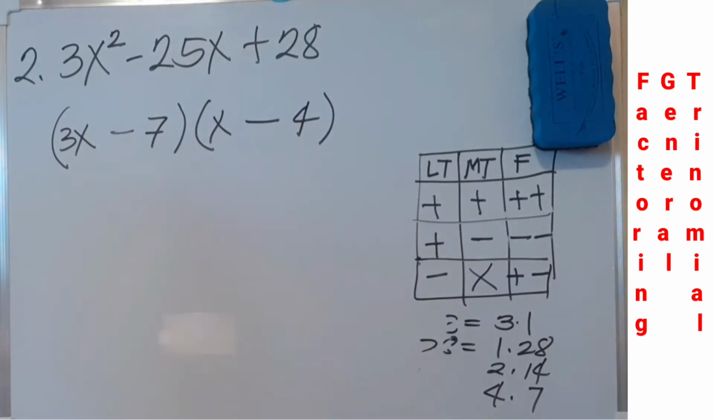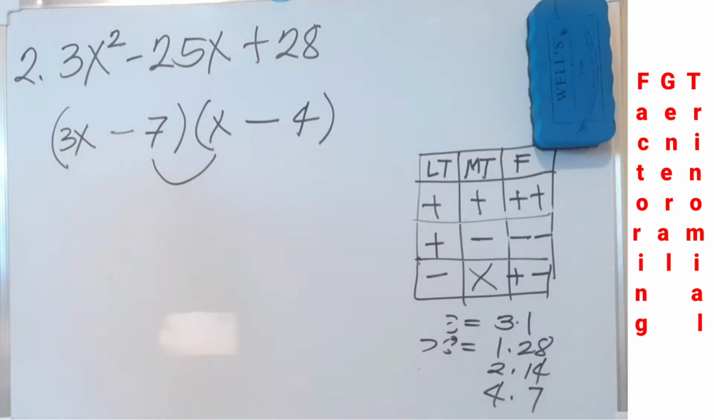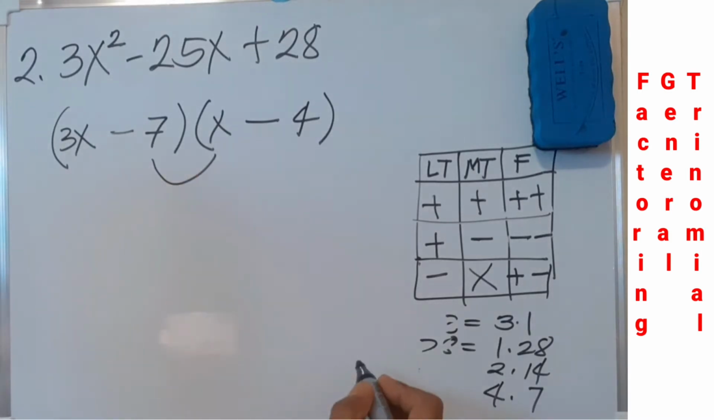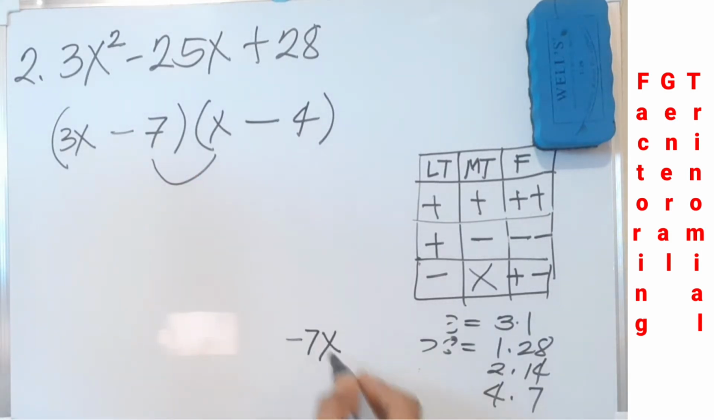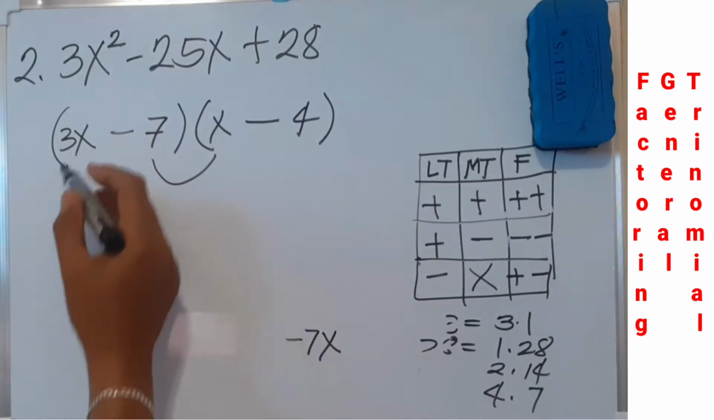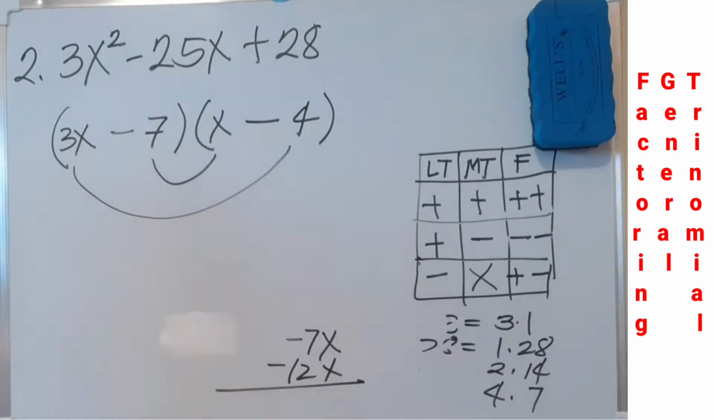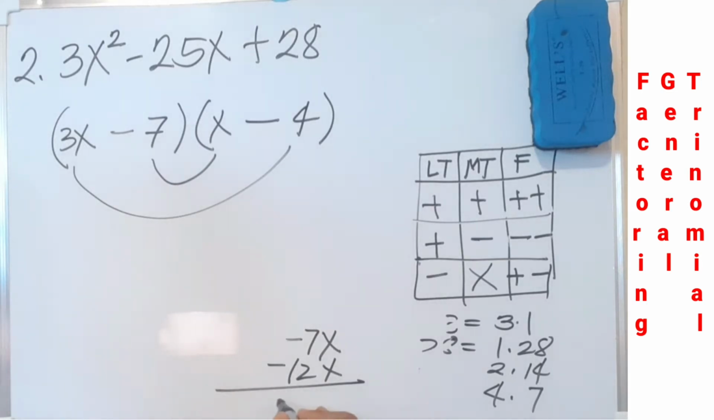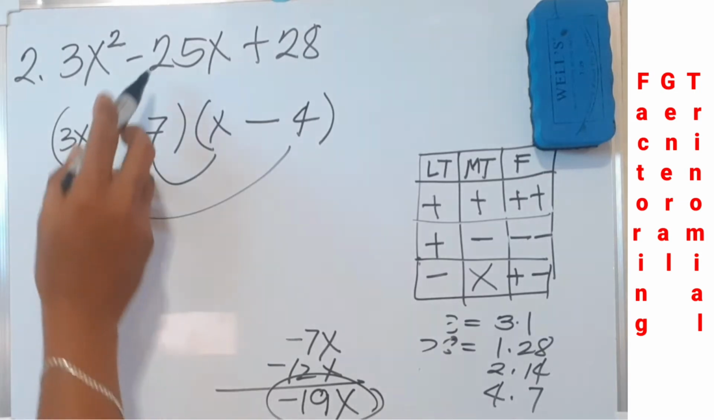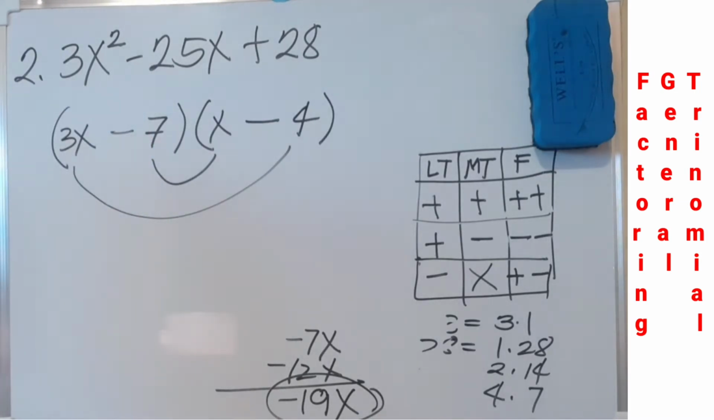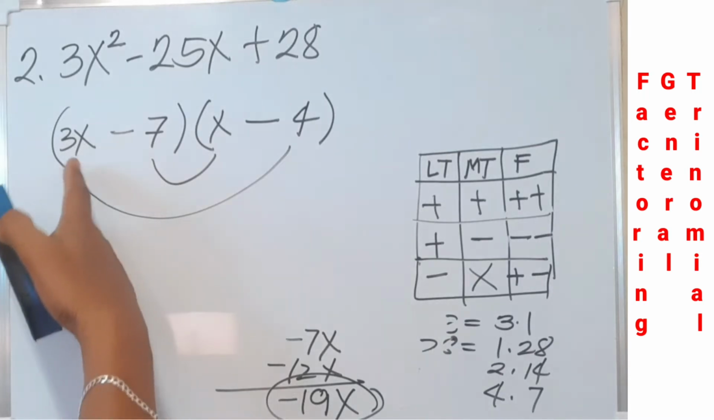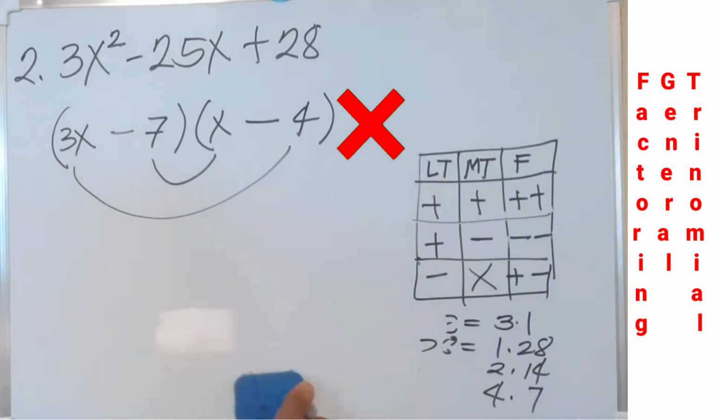Then to check the negative 25x, kindly multiply and get the sum of the inner terms, which is negative 7 times x is negative 7x. 3x times negative 4 is negative 12x. 7 and 12, we have negative 19x. And this is not correct to our middle term, negative 25x. Meaning, these are not correct.